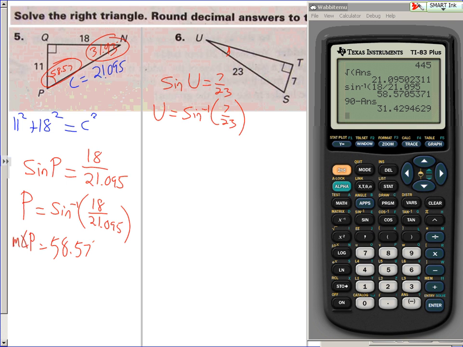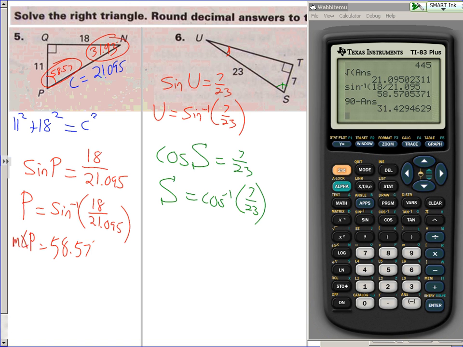To find angle S, again, you could just do like we did, complementary angles. Or if we're looking for angle S, this angle here, the side 7 is the adjacent, 23 is still the hypotenuse, so that would be the cosine ratio. Cosine of angle S equals 7 over 23. So to find the measurement of angle S, you do the inverse cosine of that ratio, 7 over 23.